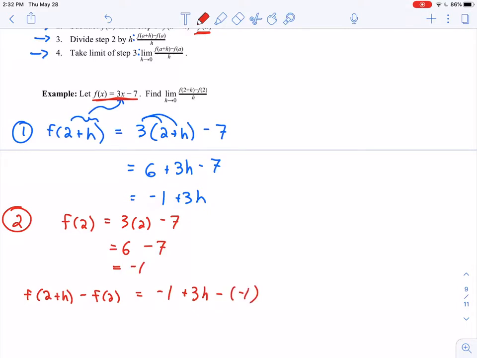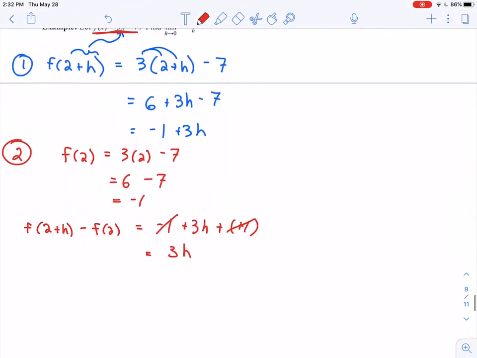And I want to take this, I want to simplify it as much as I can. So here in this case you might say, well, minus a negative, that's plus a positive. Negative 1 plus positive 1, these two cancel. I'm left with just 3h. Again, if you can simplify, you should.